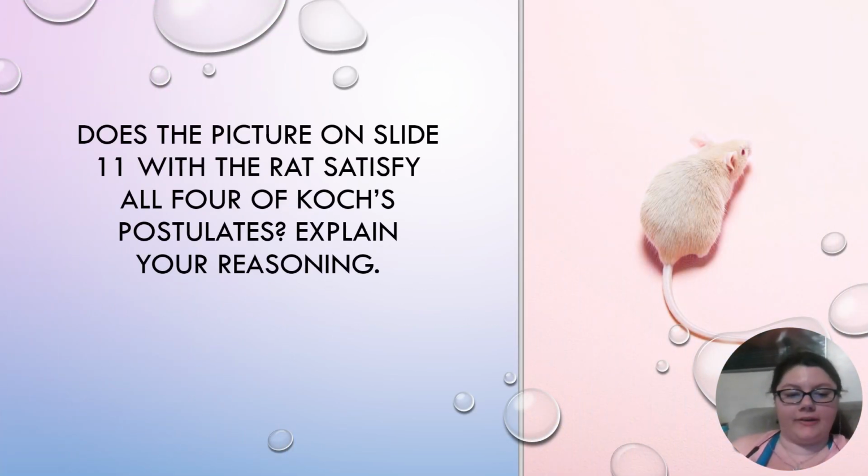Okay, does the picture on slide 11 with the rat satisfy all 4 of Koch's postulates? Explain your reasoning. Yes, it actually does. So the first postulate is satisfied due to the microbe being present in all the patients and none of the control. The second, by having the ability to be grown in pure culture. The third, whenever they infected the rat and they had the same disease. And the fourth, whenever they tested that rat, not only was the disease the same, it was the exact same strain. So when they pure cultured it again, they got the exact same thing they got the first time they pure cultured.